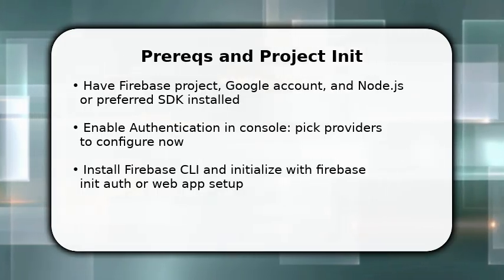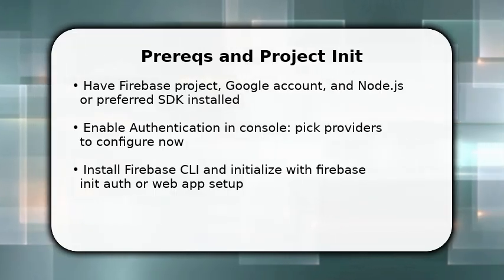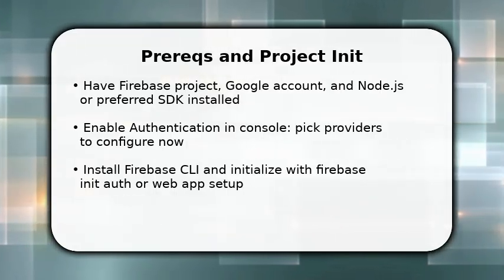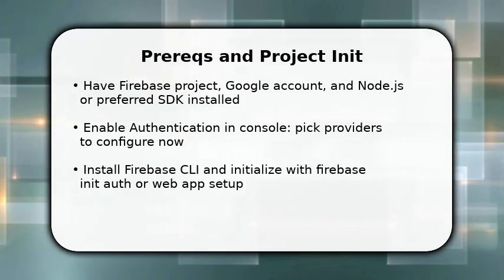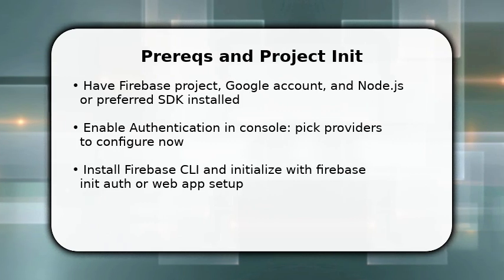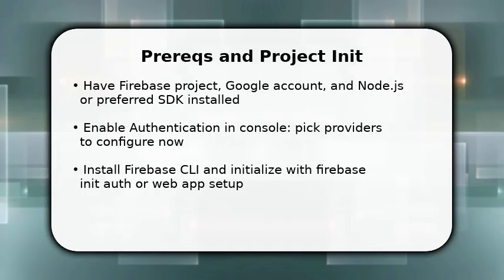Next, initialize locally with the Firebase CLI or add the web app snippet. This wires your app to the project. Make sure to save config values like API key and project ID to your environment. These actions connect your codebase to Firebase Auth and let you begin implementing sign-in flows.